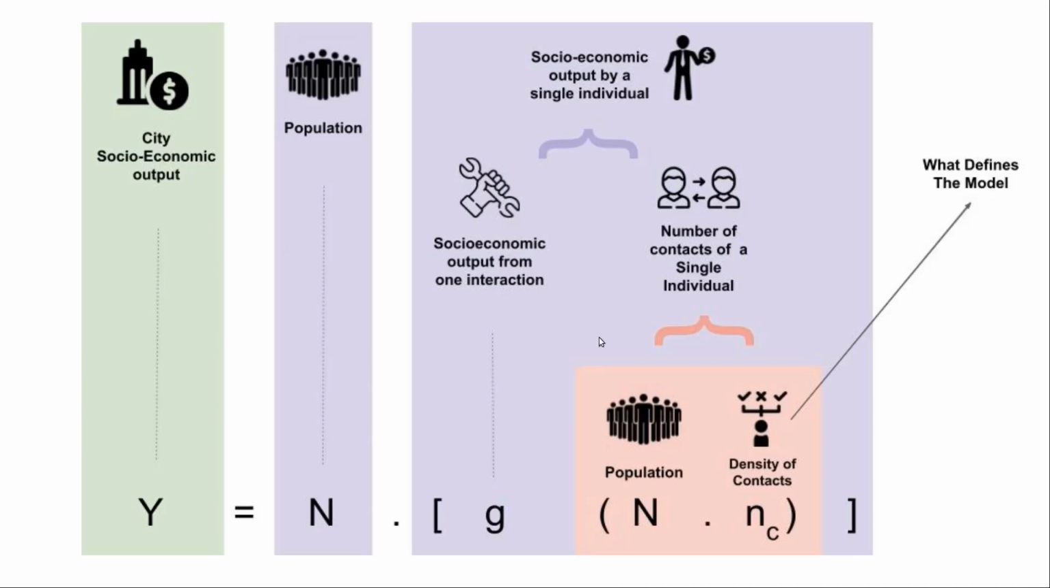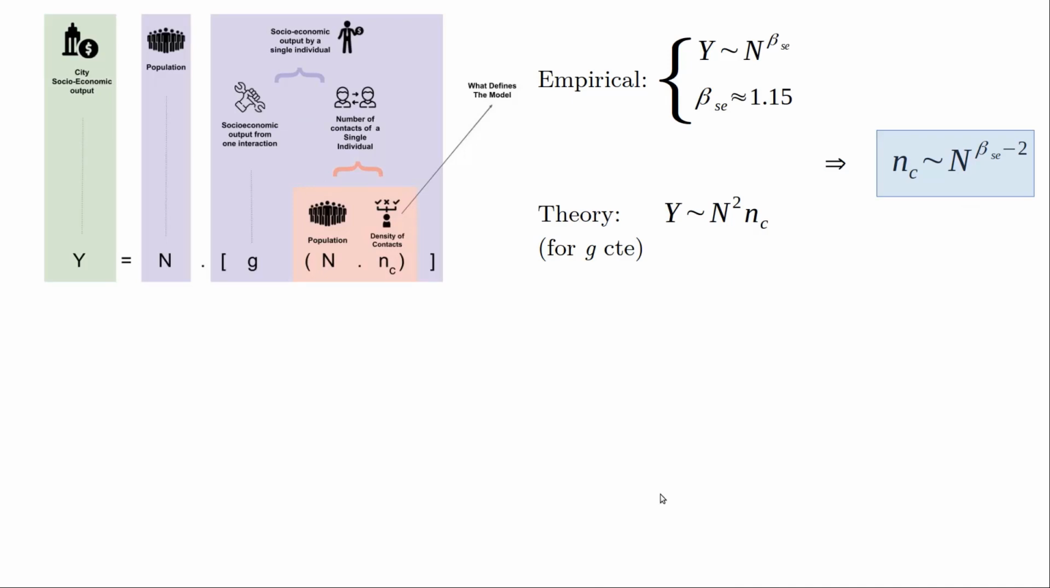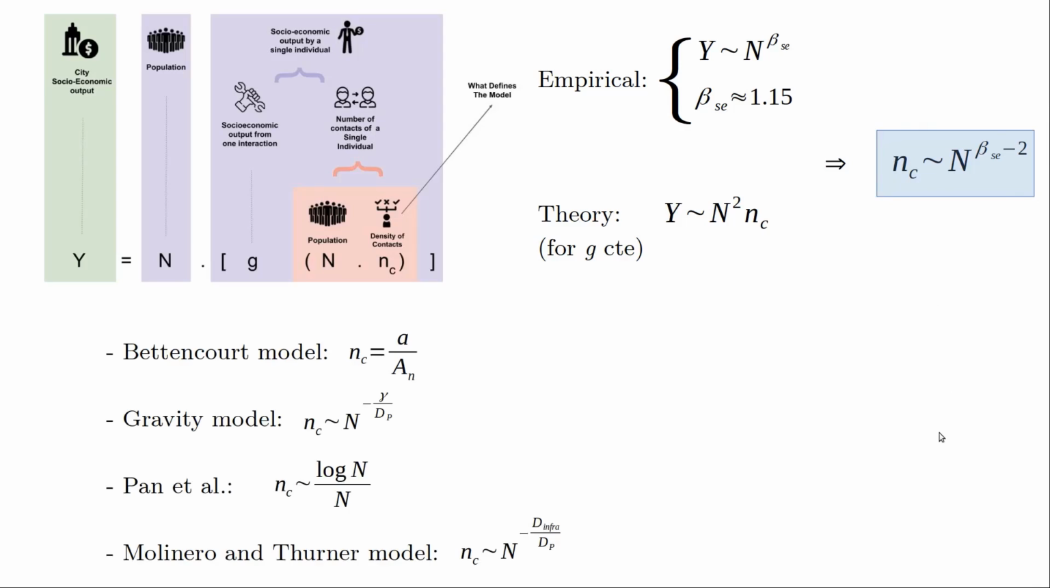So what defines the models that try to explain the socioeconomic urban scaling, according to how they consider the interaction between the people, is how they model the density of contacts. That is what defines the model. So, for example, the idea is that if we have this empirical evidence here, that we have a superlinear behavior between the socioeconomic output and the population size, the density of contacts must obey this relation here. And that's exactly what all of these models try to do, right?